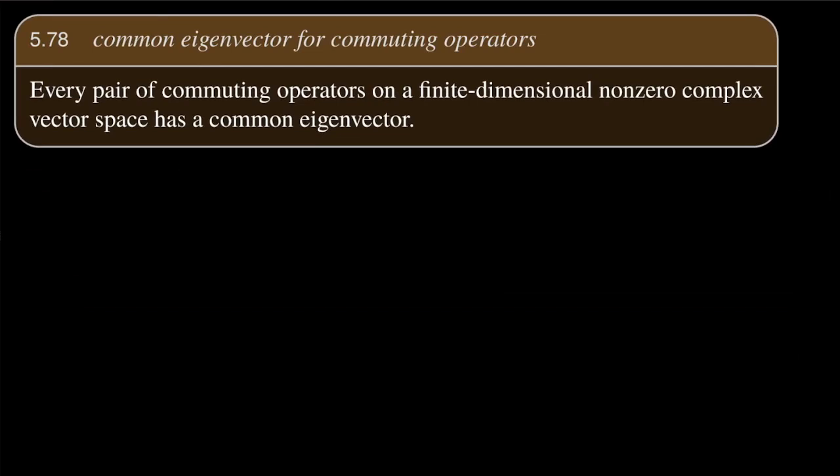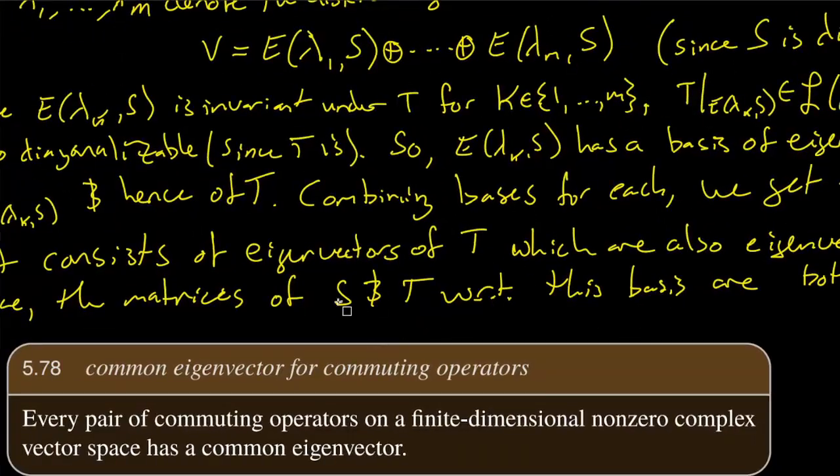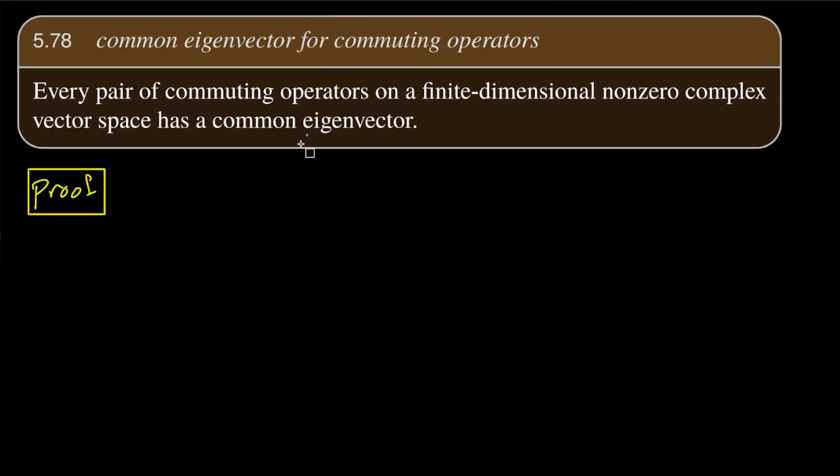Now here's another result that follows the same sort of logic. It says that every pair of commuting operators on a finite dimensional non-zero complex vector space have a common eigenvector. So let's do a proof of this. The last result told us you can find a basis that diagonalizes both of these guys, so all the things in that basis have to be eigenvectors of both S and T. This seems to say that they share some eigenvectors, right? Okay, so let's do it.